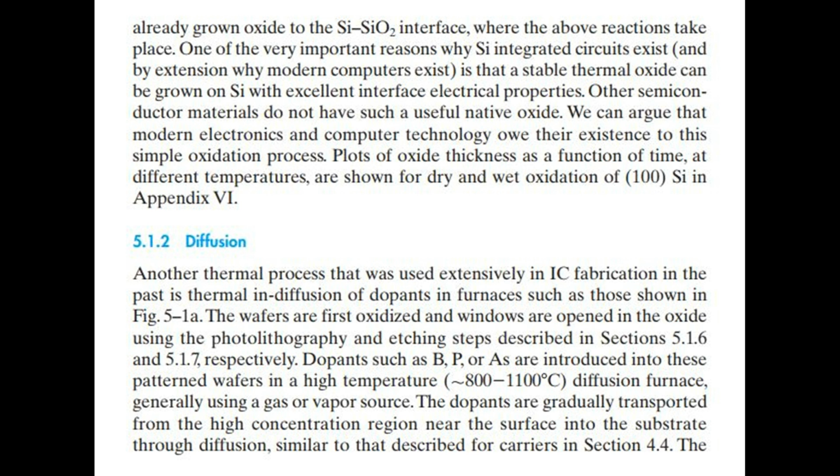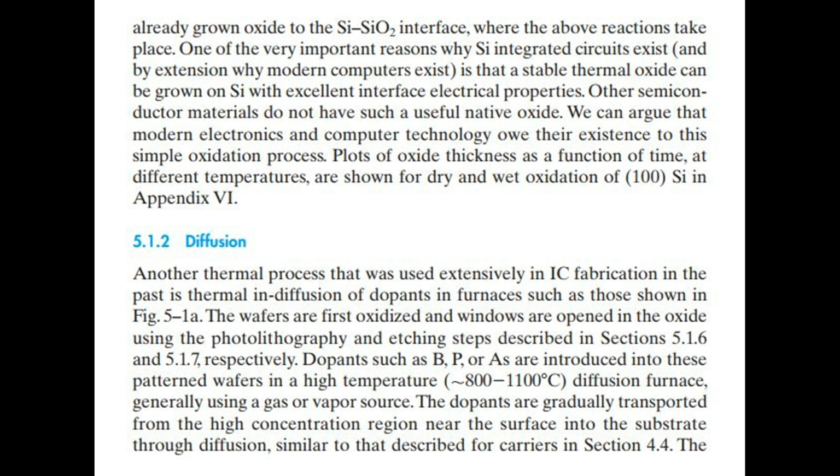Diffusion. Another thermal process that was used extensively in IC fabrication in the past is thermal indiffusion of dopants in furnaces such as those shown in Fig 5.1a. The wafers are first oxidized and windows are opened in the oxide, using the photolithography and etching steps described in sections 5.1.6 and 5.1.7, respectively.